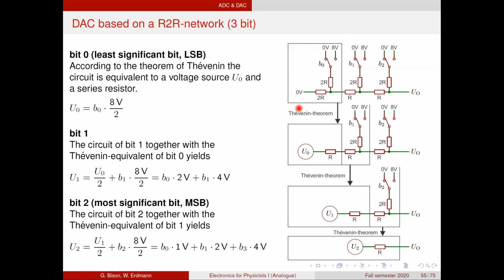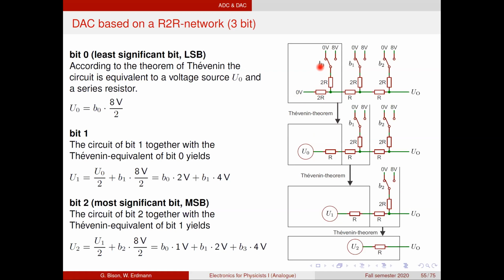And so what we have here is really simple. If the bit is 0, then this is connected to ground. This is connected to ground. The 2 resistors are in parallel. So what we have in the end is a 1R resistor connecting this point to ground. And this tells us already what the resistor in our Thevenin form of that circuit has to be. It has to be 1R.